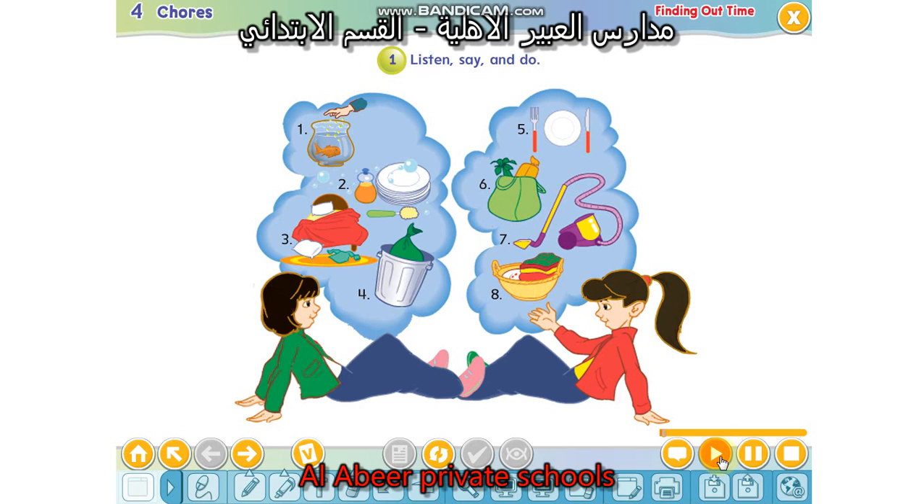What chores do you do? 1. I feed the fish. 2. I wash the dishes. 3. I clean up my room. 4. I take out the trash. 5. I set the table. 6. I go shopping. 7. I vacuum the floor. 8. I fold the laundry.